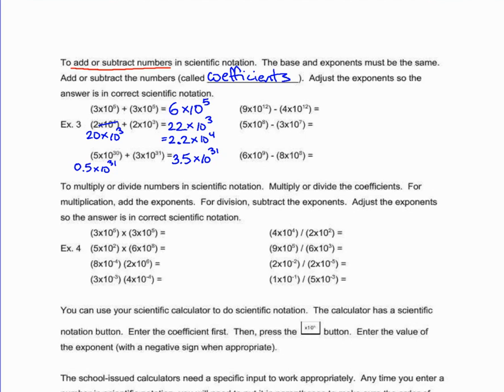For subtraction, it's going to work about the same. The bases and the exponents must be the same, and we're going to subtract the coefficients. So in this first example, both of them are times 10 to the 12th power. So we're okay to go ahead with this because they're the same. So subtract your coefficients. So 9 minus 4, there's 5. And the base and the exponent stays the same. 5 times 10 to the 12th power.